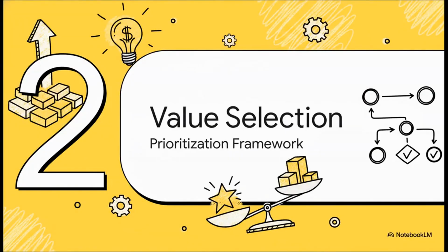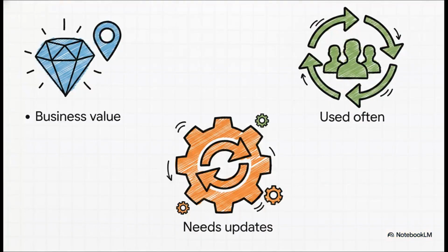Moving into Section 2, selecting for business value, which is all about the prioritization framework. Now that we have this giant inventory list, how do we prioritize it? Well, our sources give us 3 fantastic criteria to follow. First up, is it actually valuable to the business? Think about the map inside Google Maps. That is literally their core product, so it's the natural target for their very first component.